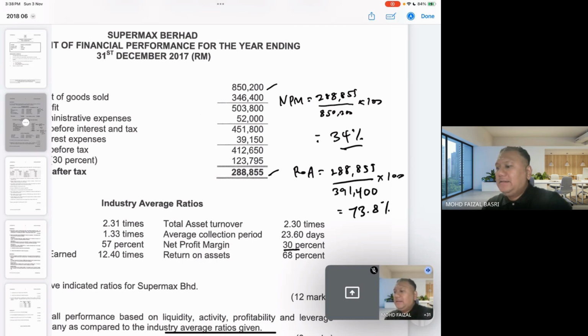So 73.8% is again higher than the industry average of 68%. Again, kita boleh comment that the performance of Supermax Berhad with regards to the returns on asset ataupun ROA is much better than the industry average, which indicates the firm's ability to generate profits utilizing their total assets. Dia punya generate profits lagi tinggi as compared to the industry average. Okay, better lah dalam case ni, 73.8%.